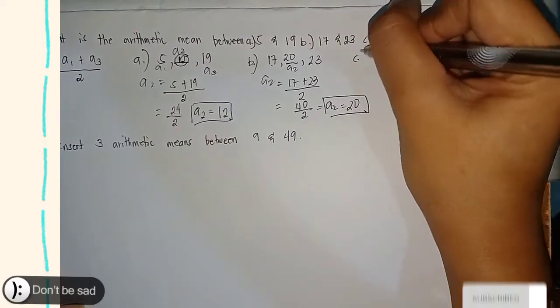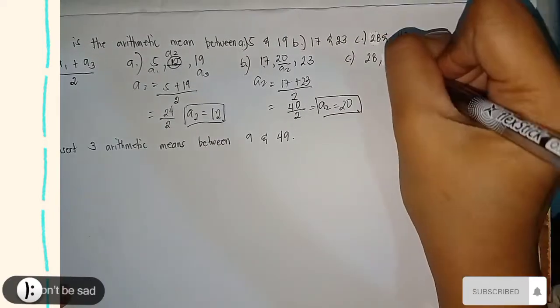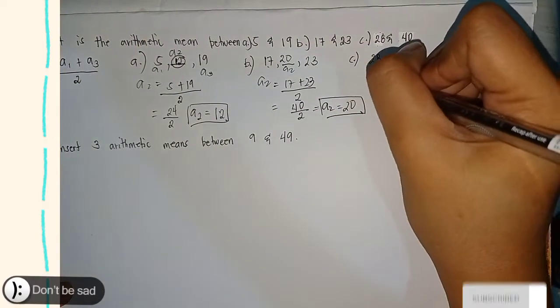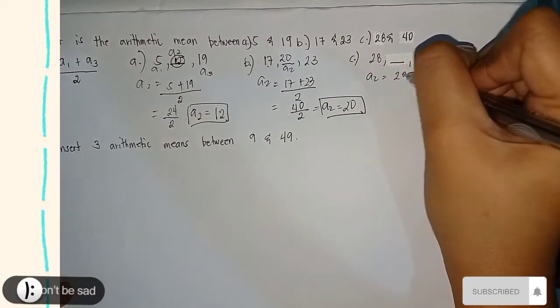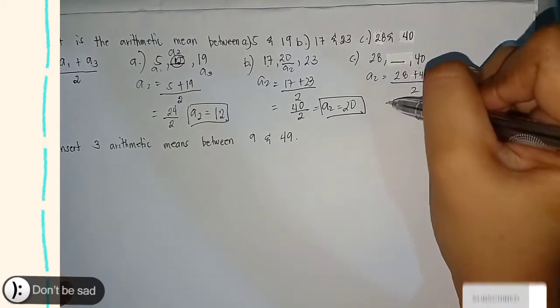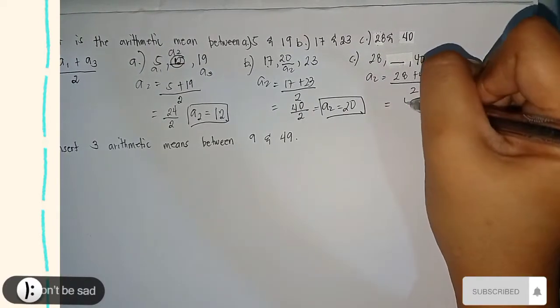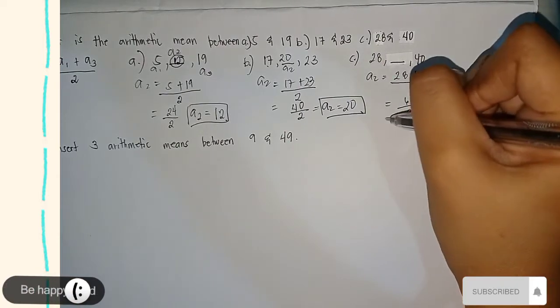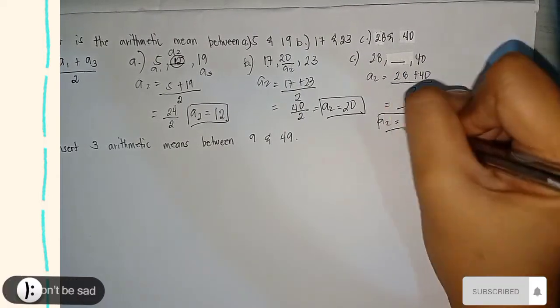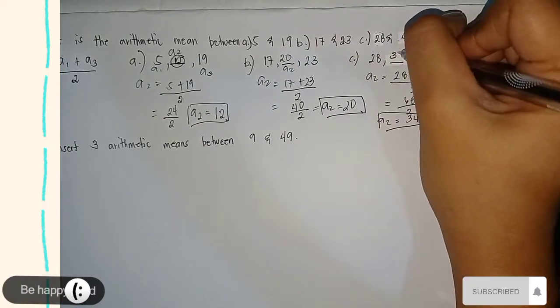So, for our letter C, we have 28 blank 40. Okay? Ganun ulit ang process. A sub 2 is equal to 28 plus 40 divided by 2. 28 plus 40 is 68. Divided by 2, our a sub 2 will be 34. And that is our arithmetic mean.